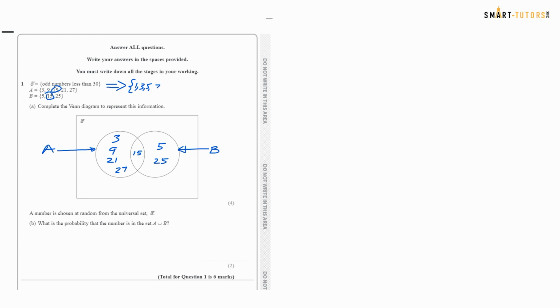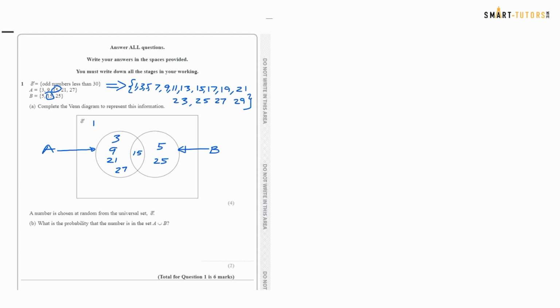So odd numbers less than 30 mean 1, 3, 5, 7, 9, 11, 13, 15, 17, 19, 21, 23, 25, 27, 29. That's it. So that is the universal set. Universal set means everything included. That is the big set. So 1 is not there, so 1 is going to be outside.